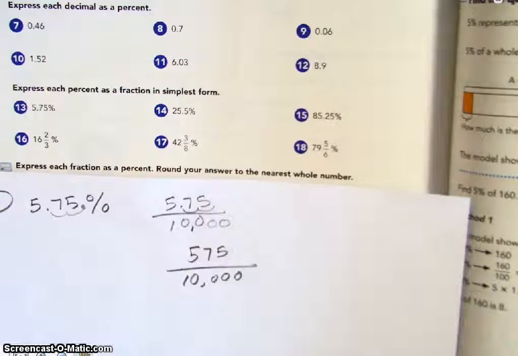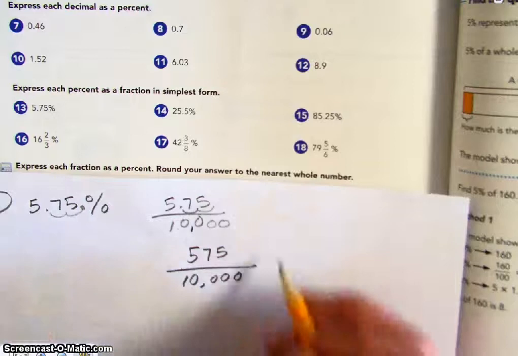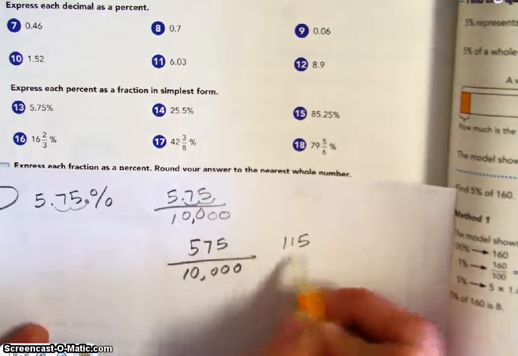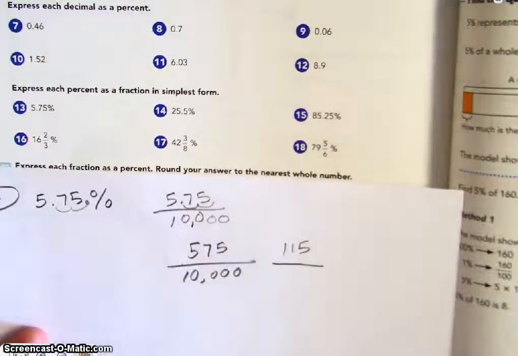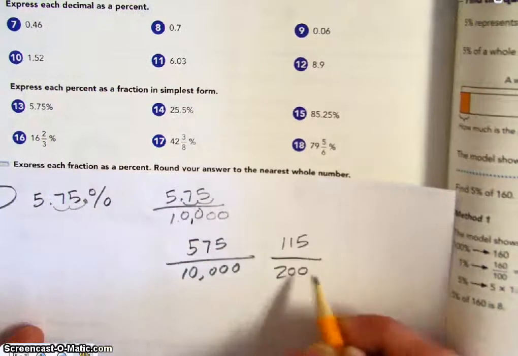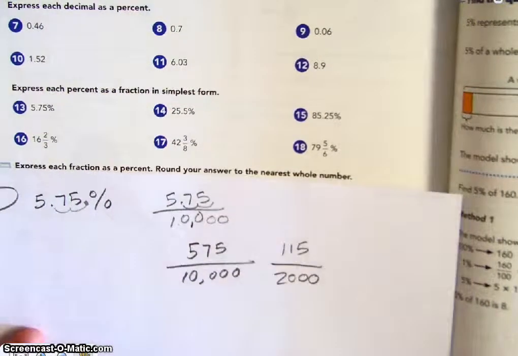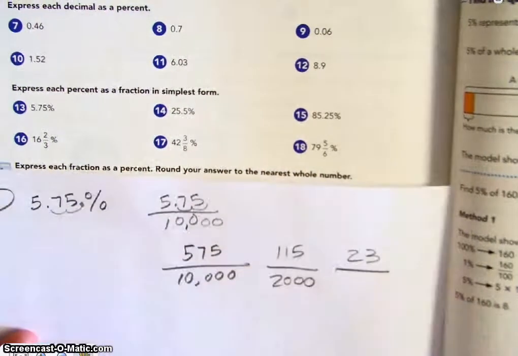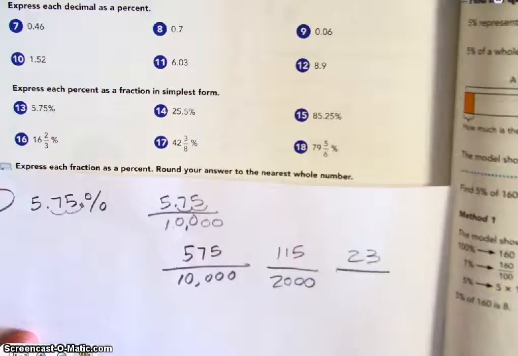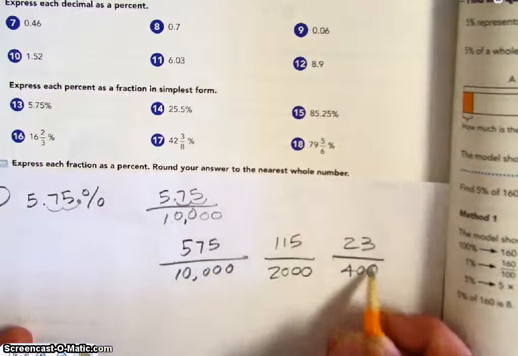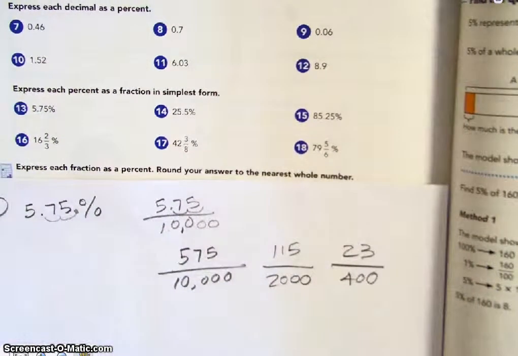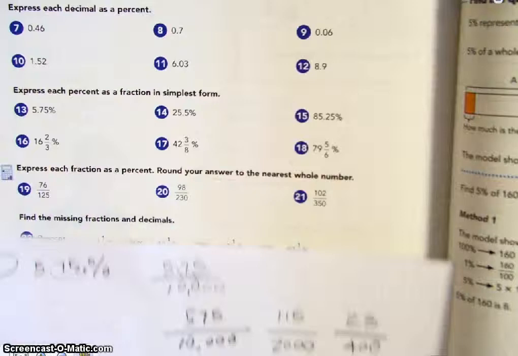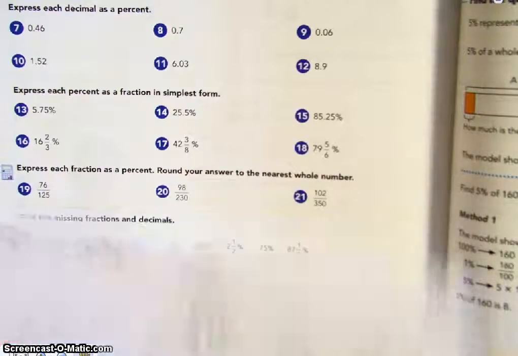And if we reduce that, I know I can do it by 5. 575 divided by 5 is 115. And then 10,000 divided by 5 is 2,000. I know I can still do that by 5. So I come out with 23 if I divide it by 5. 2,000 divided by 5 is 400, and that would be my answer. So let's move on to number 19, and we'll do it the right way this time.